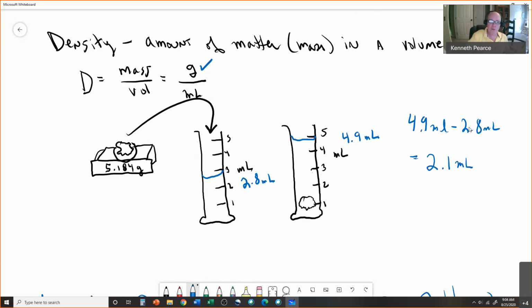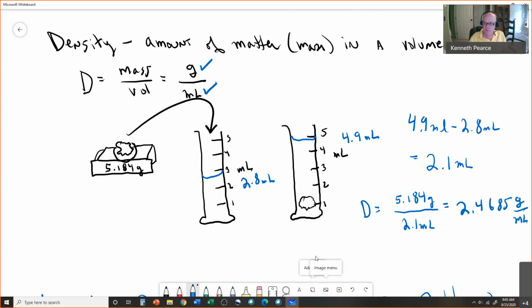That's the volume. Now we have the grams, we have the milliliters. So what do we need to do? We need to put this in our calculator. The density is equal to the grams, which is 5.184 grams, which I got off the scale, divided by 2.1 milliliters. I get a calculator answer of 2.4685 and some extra digits. That's grams per milliliter. Don't forget your units. If it's density, it's grams per milliliter.